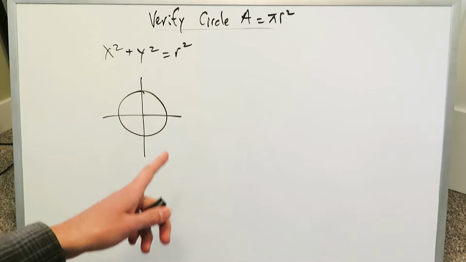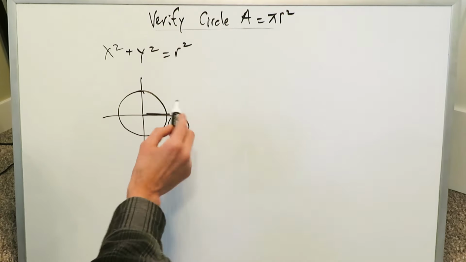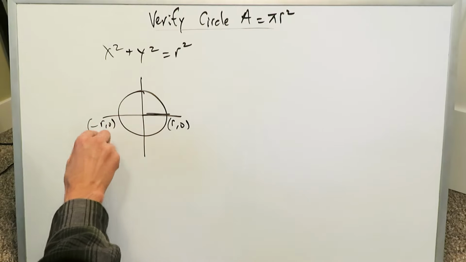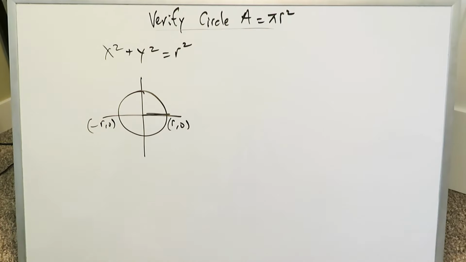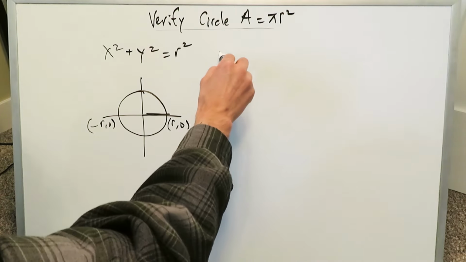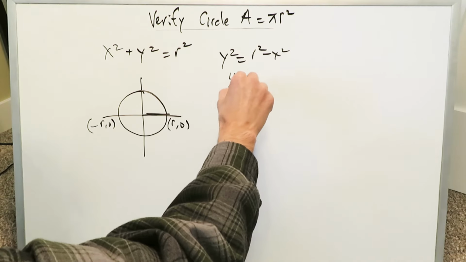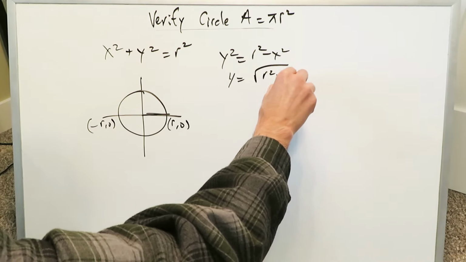And what's the radius over here? The radius is just r. You would have a coordinate here, r comma 0, and here a coordinate minus r comma 0. If you take this equation, the circle equation, and solve for y, y squared is equal to r squared minus x squared, so y is equal to the square root of r squared minus x squared.